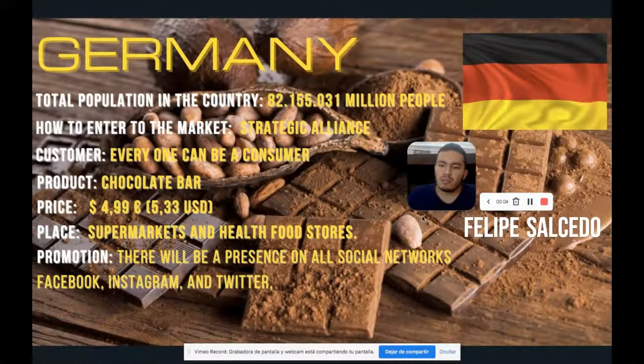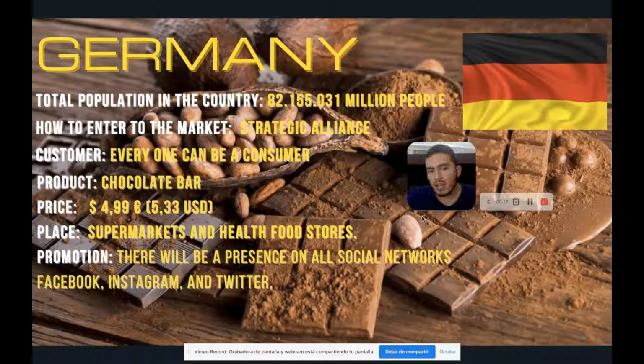Germany. Total population in the country: 82,155 million people. How to enter the market? A strategic alliance. Consumer: everyone can be a consumer. Product: our product is an organic premium chocolate made with 70% cocoa. Price: the final price for the consumer will be 4.99 euros after an analysis of the prices of the different brands. Place: supermarkets and health food stores.